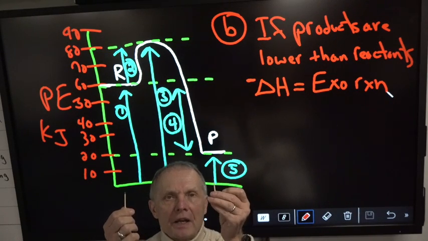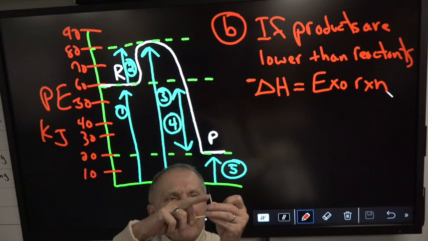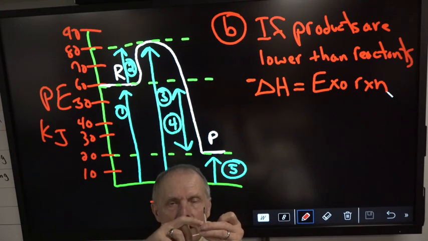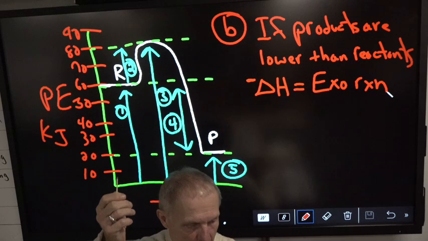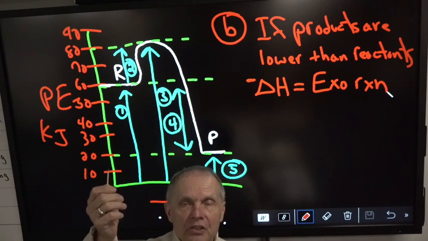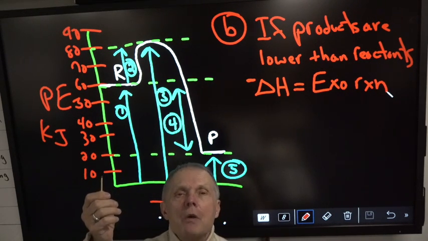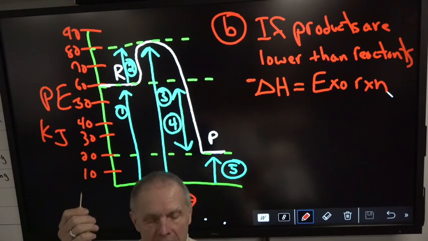How could I make the products more stable? I could have let it burn all the way down. And then that means the products would be way down here with less potential energy, much more stable than the reactants.